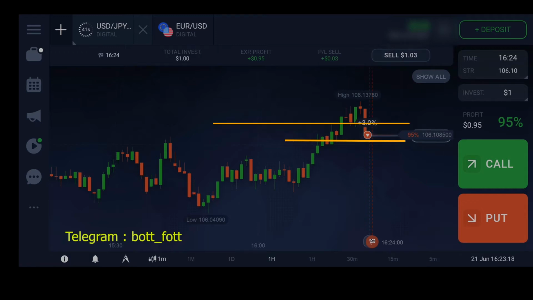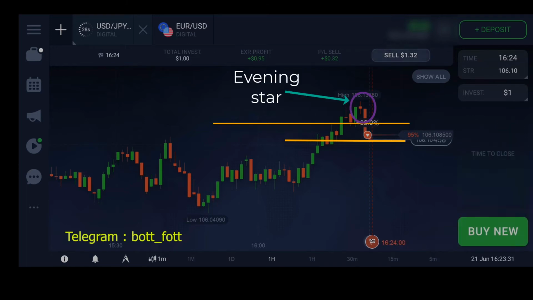Now if you notice, I have drawn support and resistance which is actually broken by the previous big candle, and this is also a reversal sign. If you notice, this is an evening star which signifies that the trading setup should go down. Now the candle is forming. In order to reach that support, we should wait at least a few more seconds.